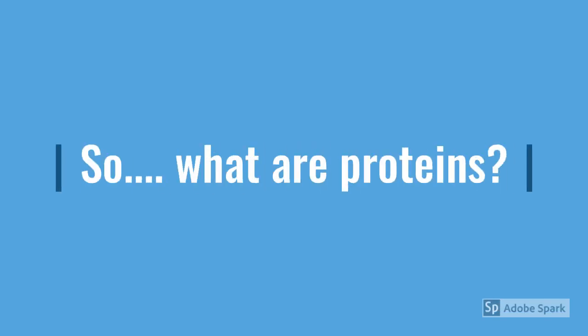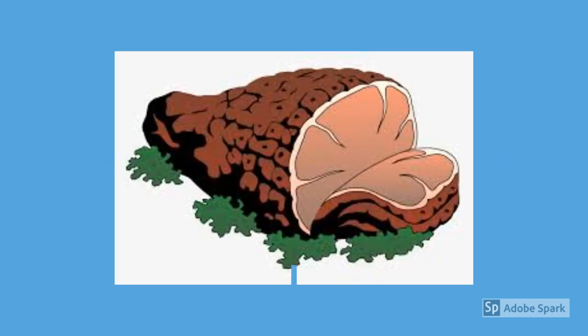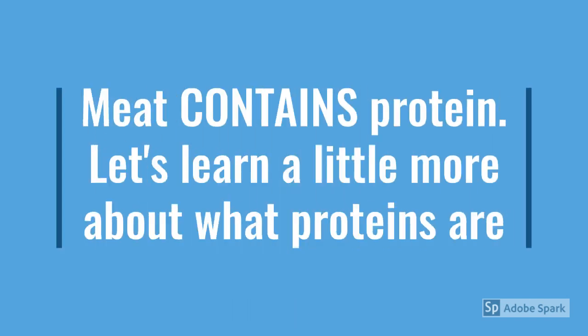Now, you know what DNA is and what it does. It has instructions to make proteins. What exactly are proteins? Meat? You'll hear that foods such as meat or nuts are proteins. Well, they actually contain proteins. Let's learn about what proteins actually are.